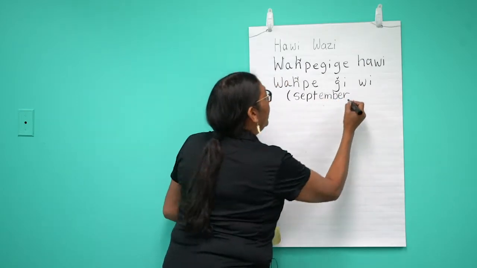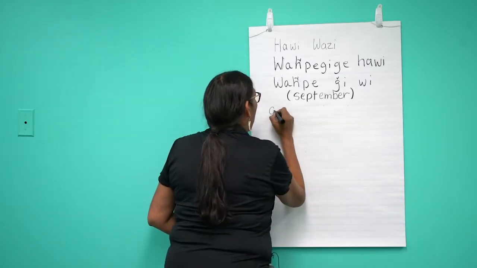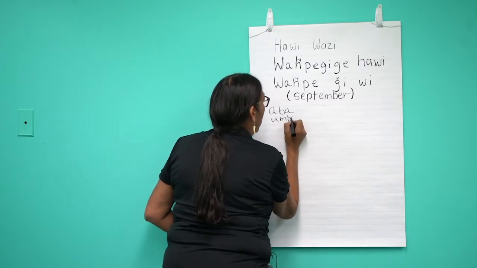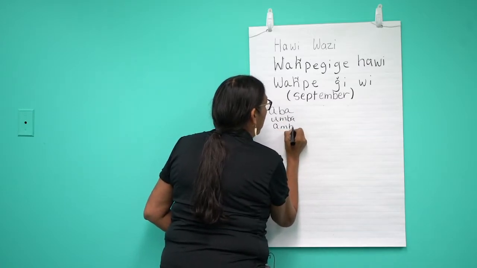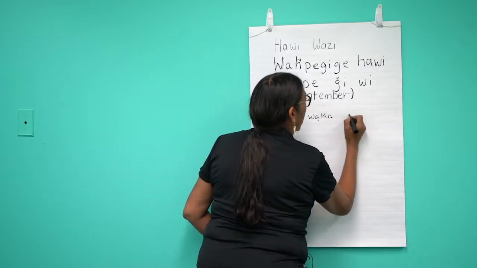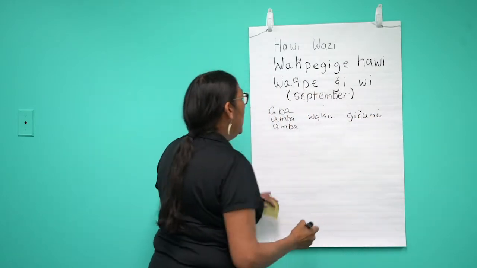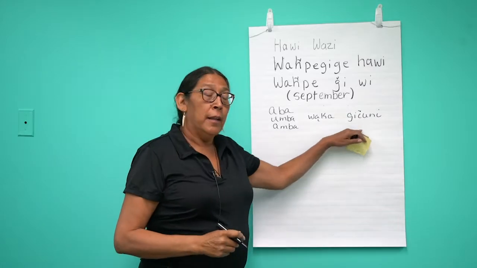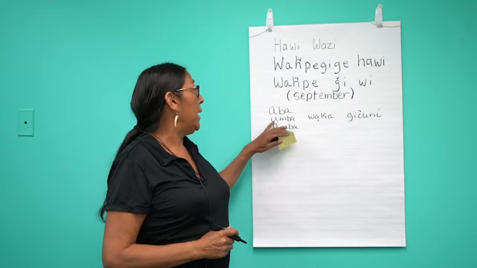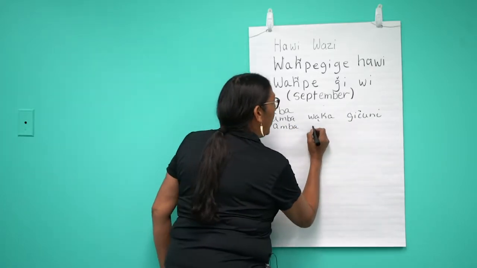Now, today is Monday. Amba, waka, gichuni. And what this means is, it's the day after the holy day. It's the day after Sunday. That's what this translates to. Amba, amba, waka, gichuni. This is Monday.